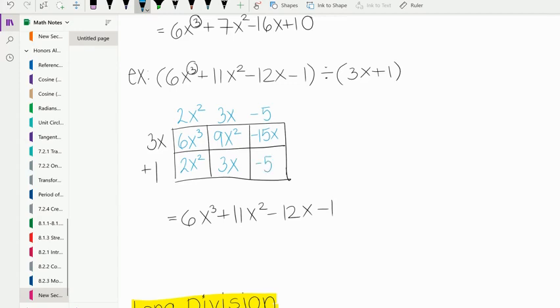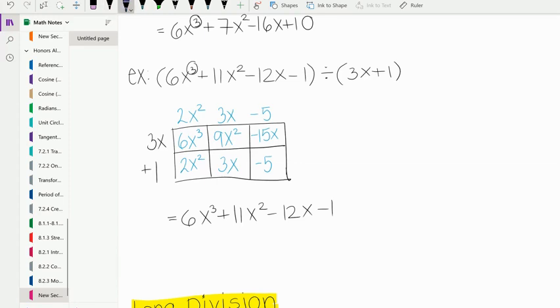So then you want to double check. So I see 6x cubed, 2x squared, 9x squared is 11x squared. 3x minus 15x is negative 12x. But we have a problem. Negative 5 is not negative 1. So what this means is 3x plus 1 is not a factor. So it does not go in evenly, which means that we'll just have a remainder.